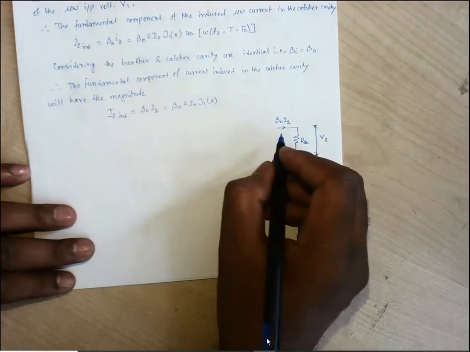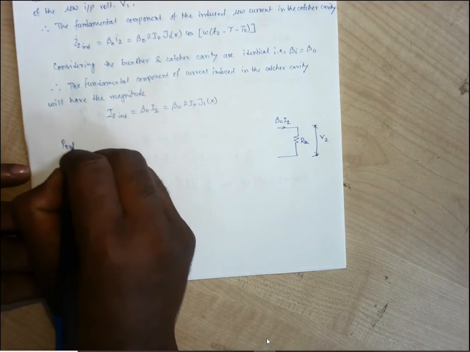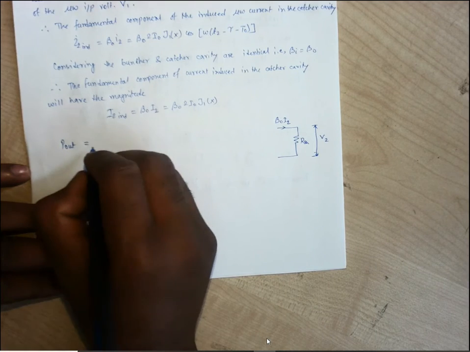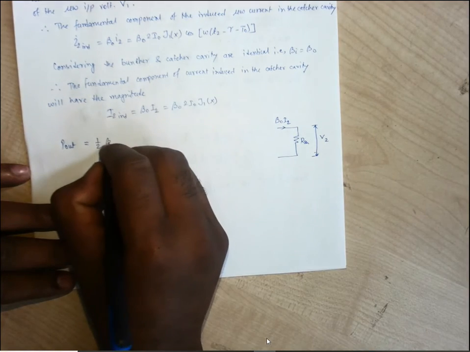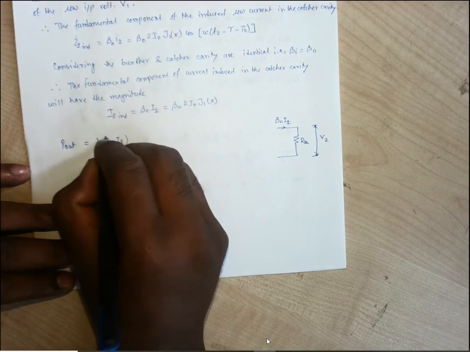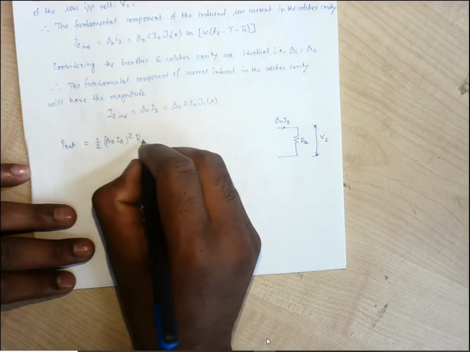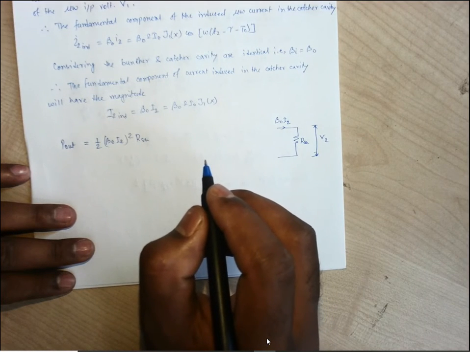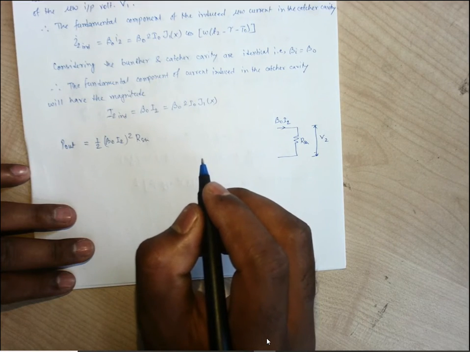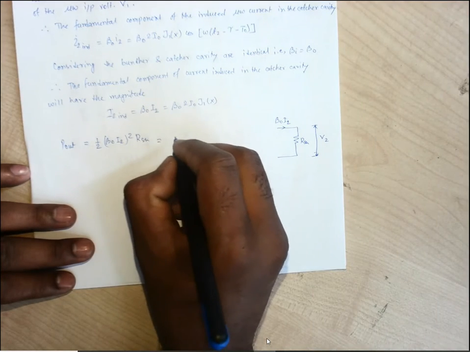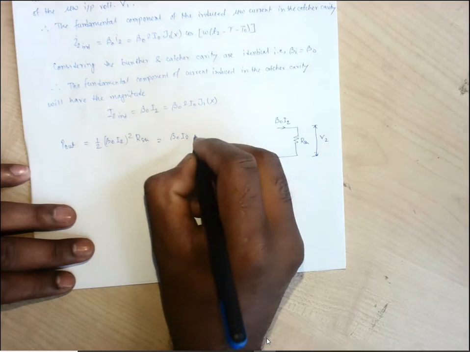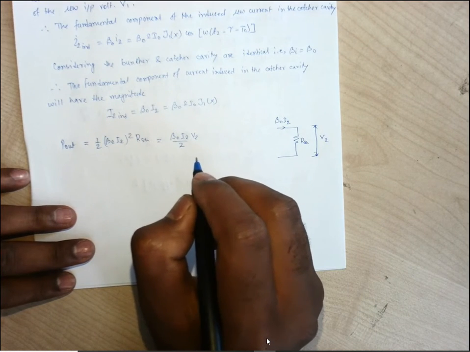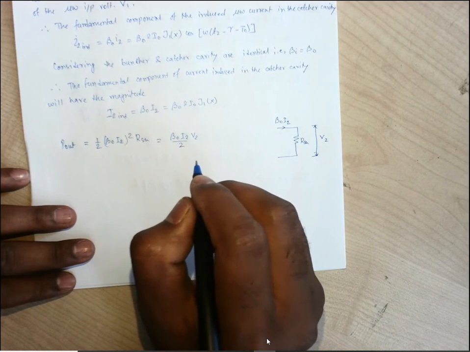So we can consider this output power P out equals half I square R. So what is this I square? Beta naught I2 whole square, and this is RSH. Or we can write beta naught I2 V2 by 2. So what is this V2? V2 is the fundamental component of the catcher gap voltage.